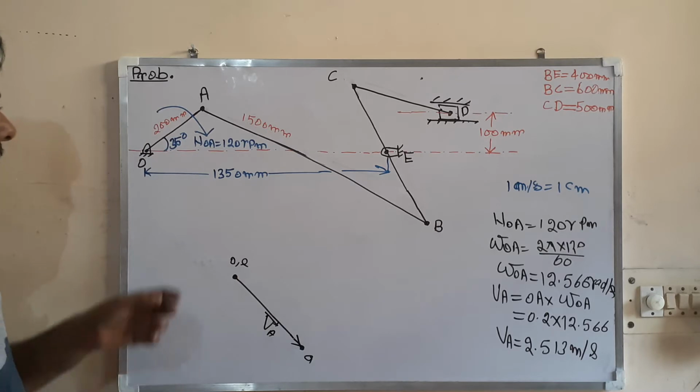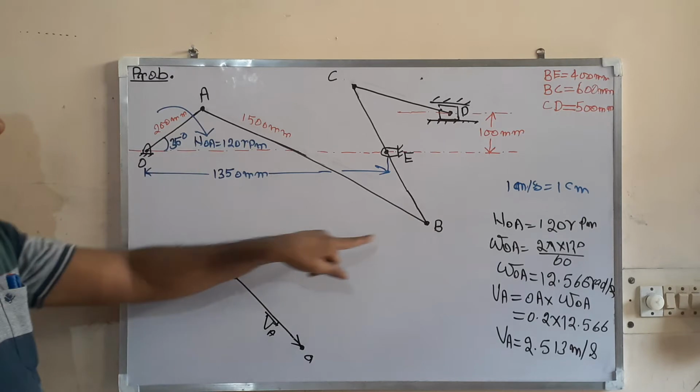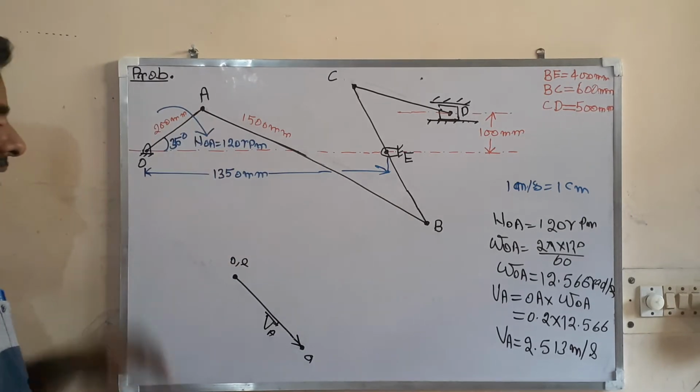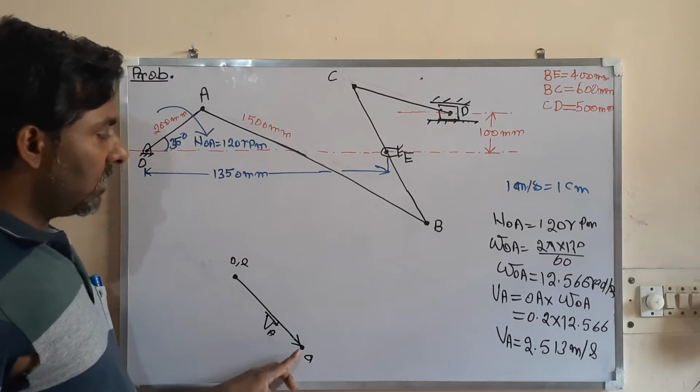Okay, very good. Now I am going to see the point B. We saw A, now we will see B. From where will we see B? From A. If we see from A, where will we draw from? We will draw from A. Very good. We will draw from A.